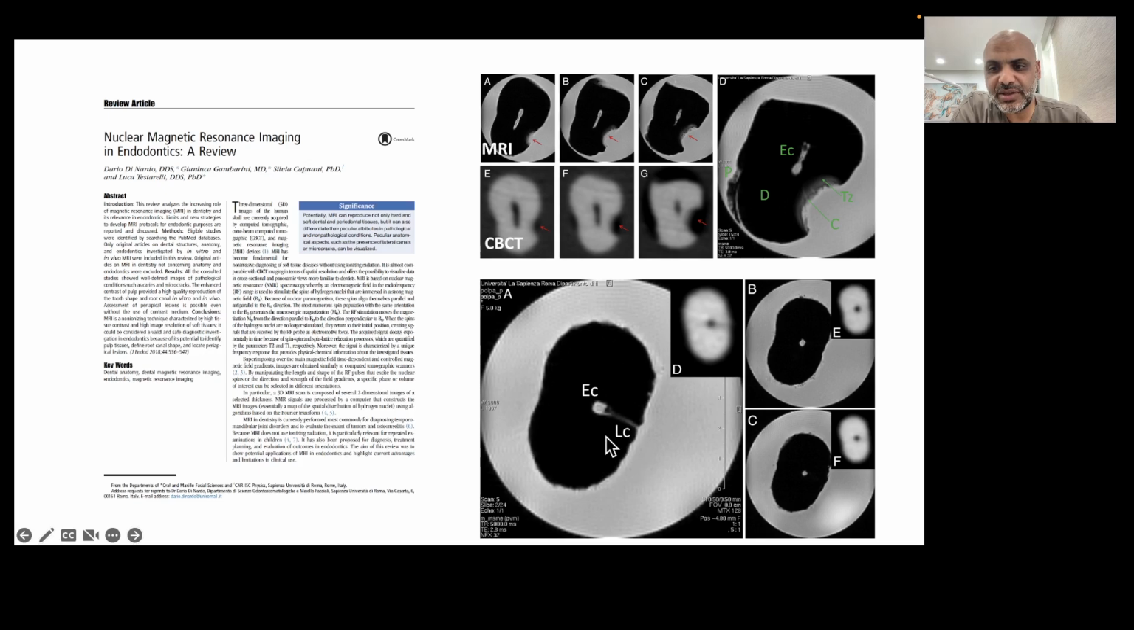The MRI as well is able to detect the presence of lateral canal, resorptive defect or the anatomy itself.